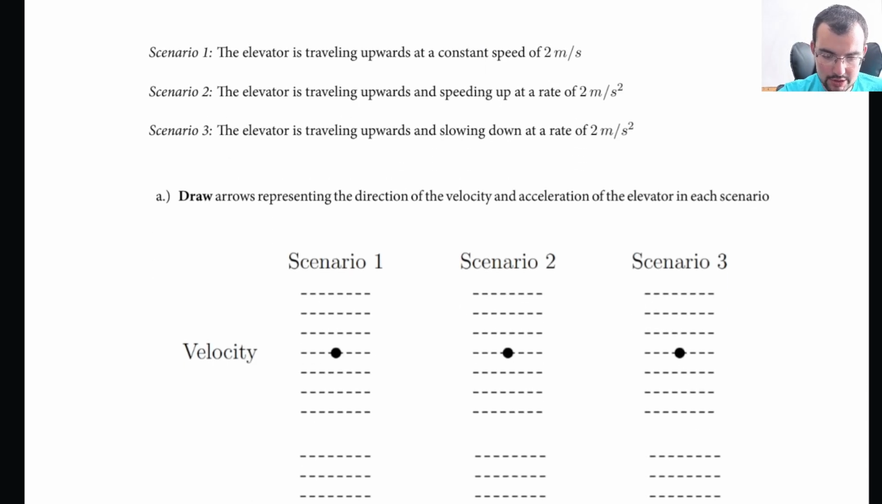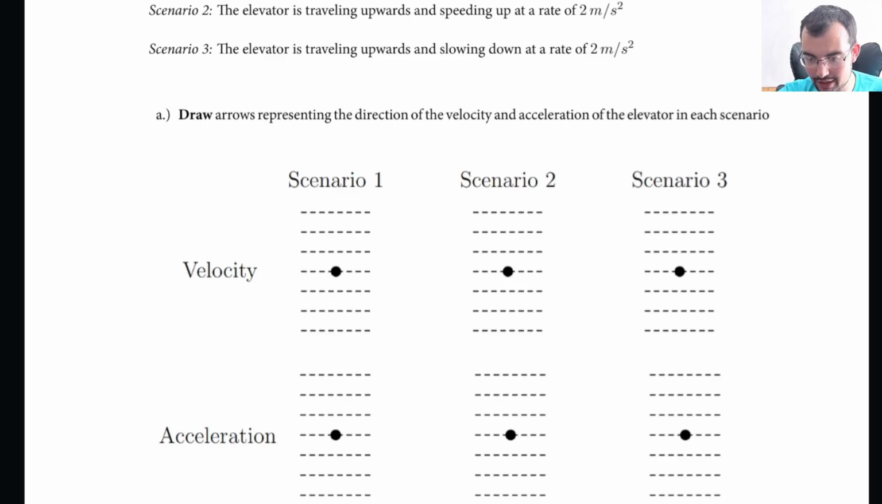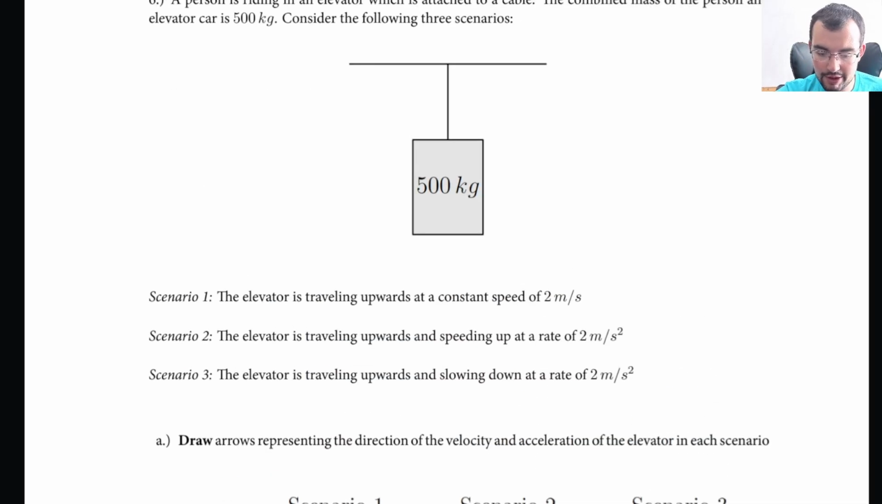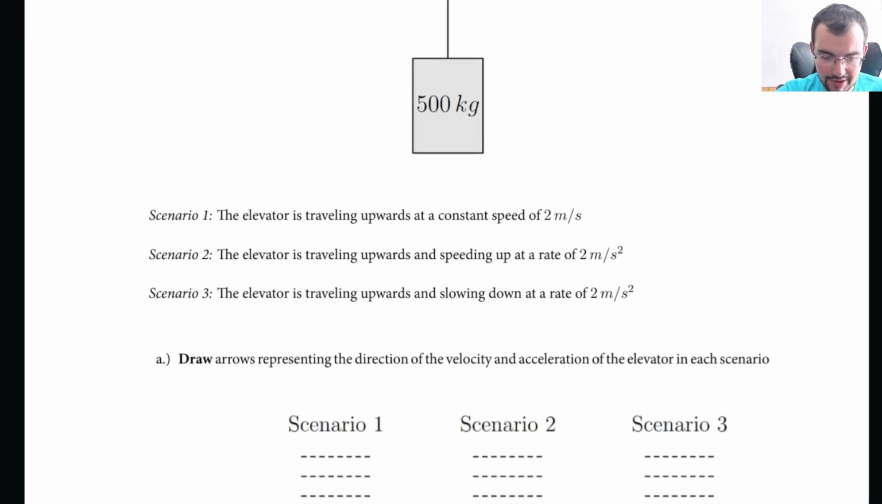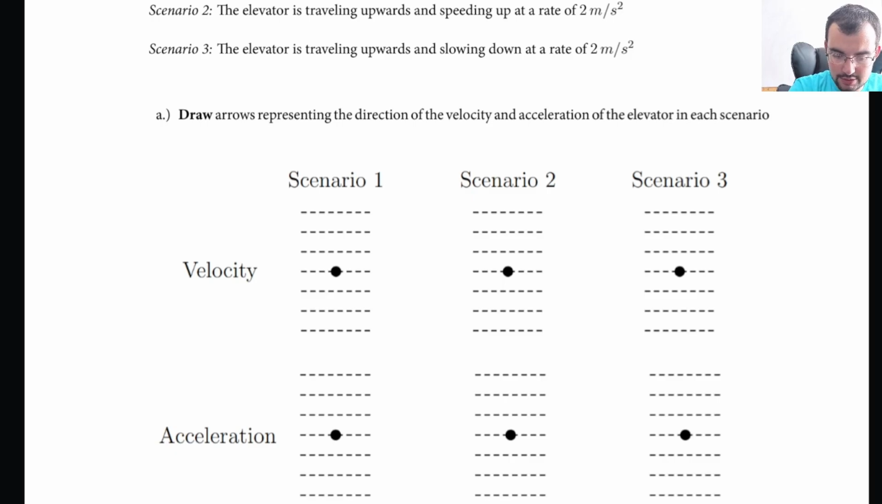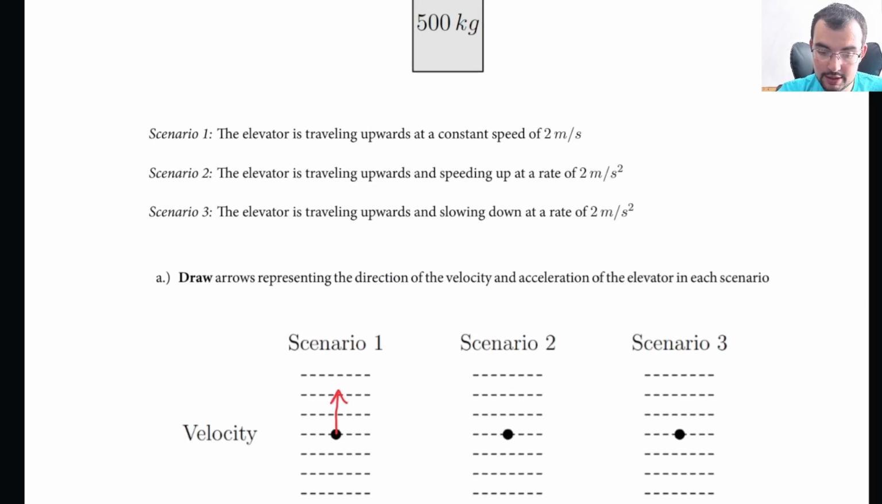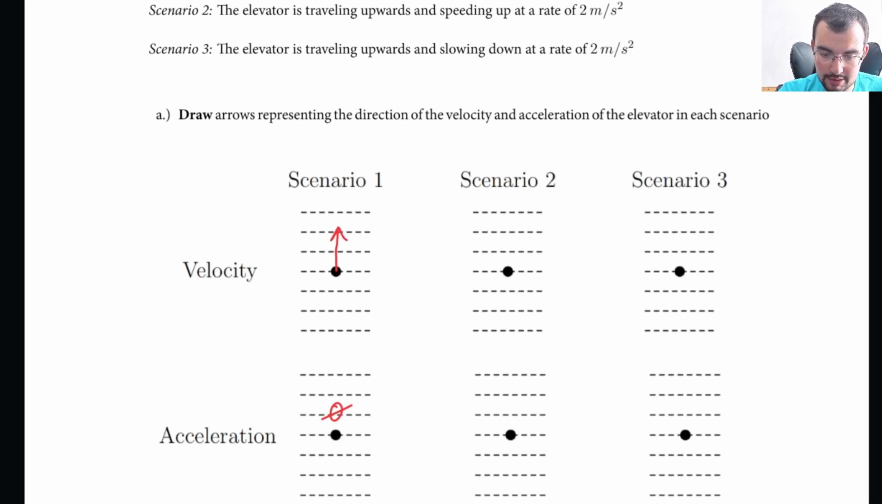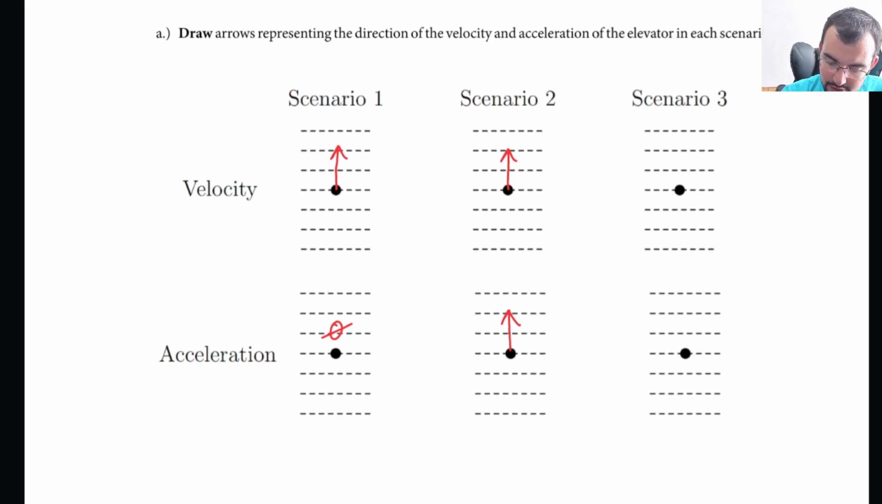So first thing we want to do is draw the velocity and acceleration of the elevator in each scenario. We have the elevator traveling upwards at a constant speed in scenario 1. So in scenario 1, the velocity would be up and the acceleration would be 0, at constant speed. In scenario 2, I am traveling upwards and speeding up. And in scenario 3, I am traveling upwards and I'm slowing down.